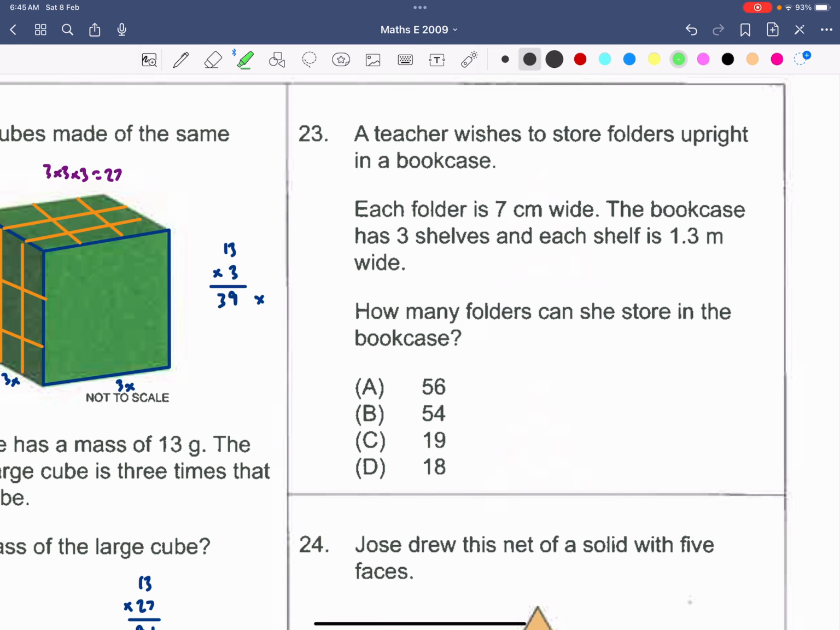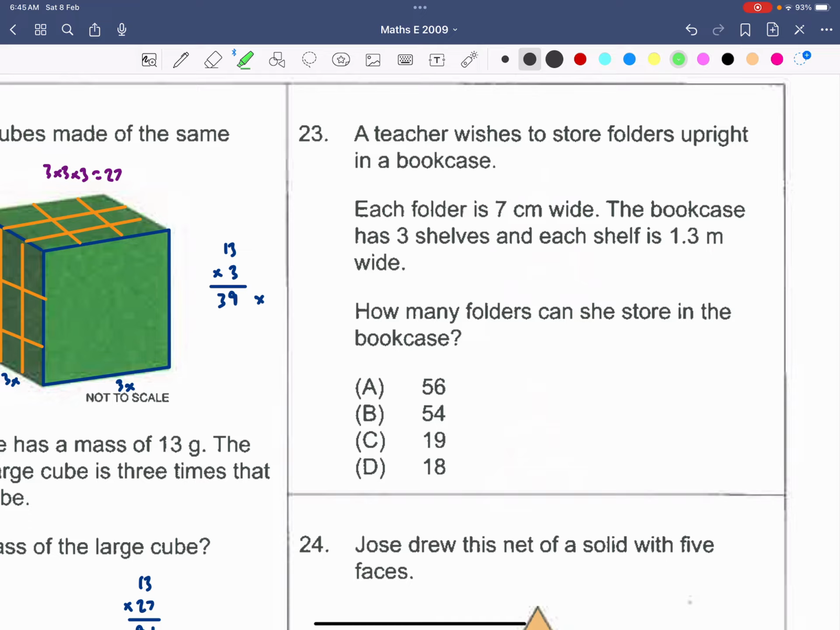Each folder is 7 centimeters wide. Fine. All right, each folder is 7 centimeters wide. The bookshelf has 3 shelves, and each shelf is 1.3 meters. All right, how many folders can she store in each bookcase? Now remember, guys, you can't cut up the folders.